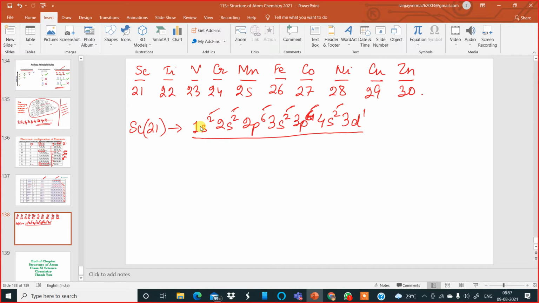Now, all of you, I hope you agree why 4s is lower than 3d. According to which rule? Tell me. n plus l rule. Yes, n plus l rule, under which principle? Aufbau principle, of course. Under the Aufbau principle. So here, have a look.